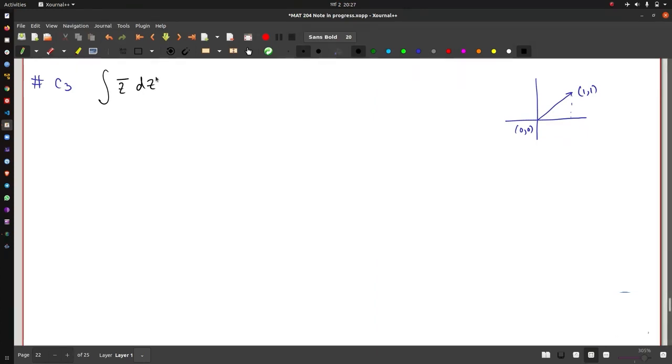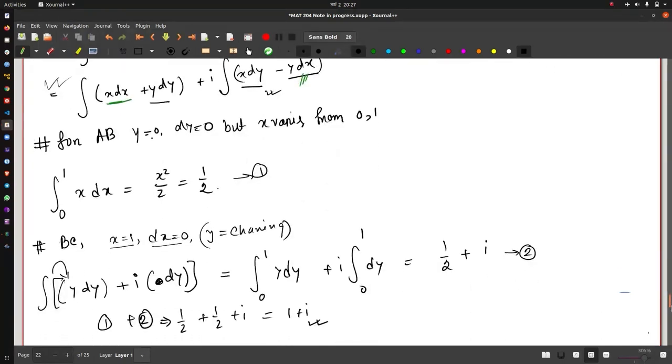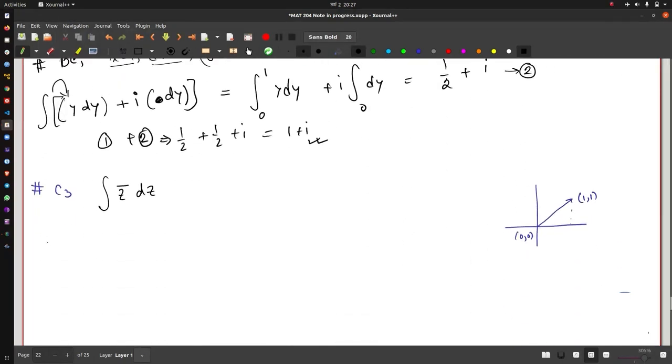So now you can again use all these things. That means if you stick with the Cartesian parameterization or Cartesian representation, you will have to come up to this point. So let's not write it again, just use the result from there. This would be just x dx plus y dy plus I times x dy minus y dx, right?